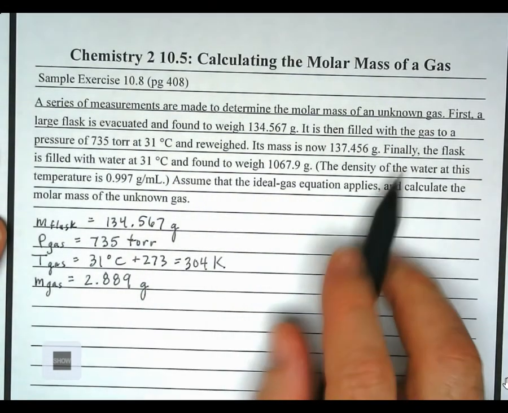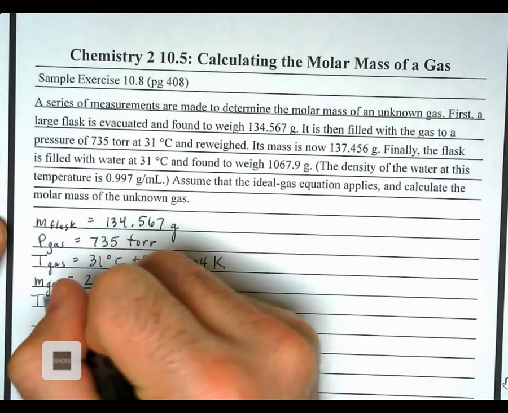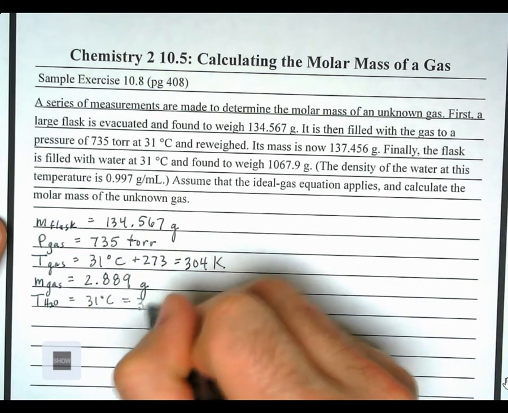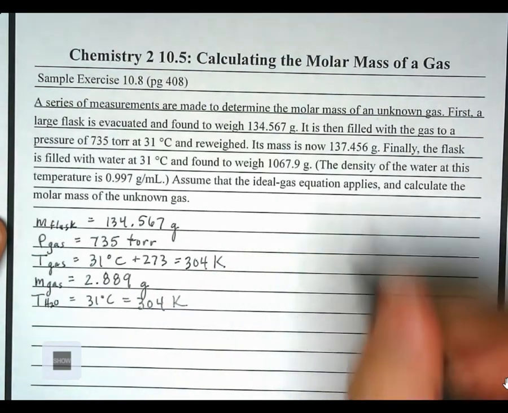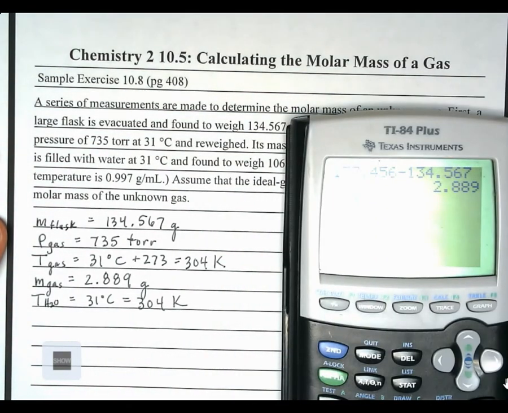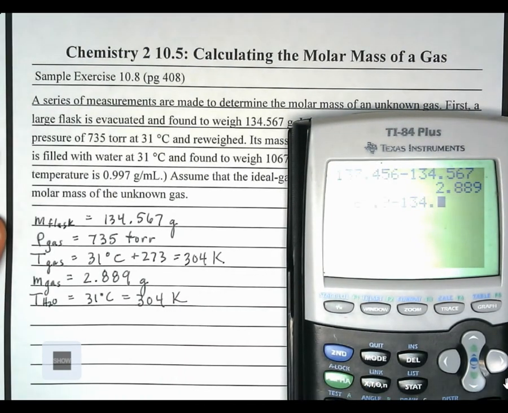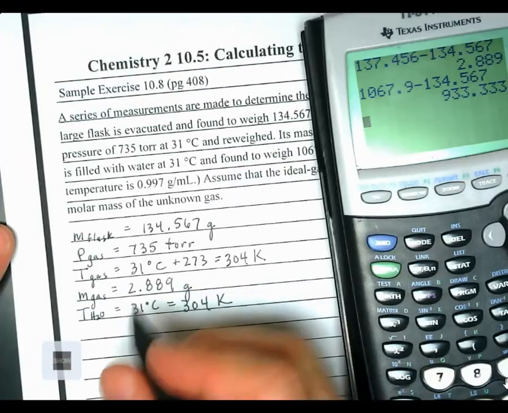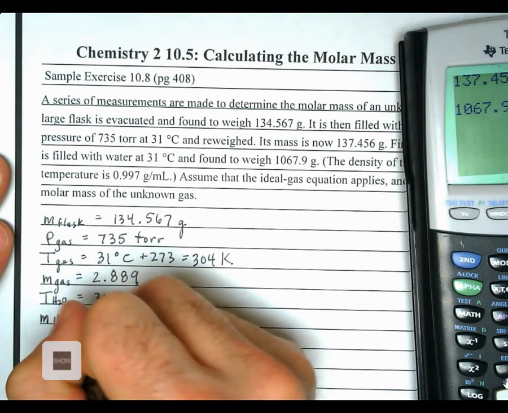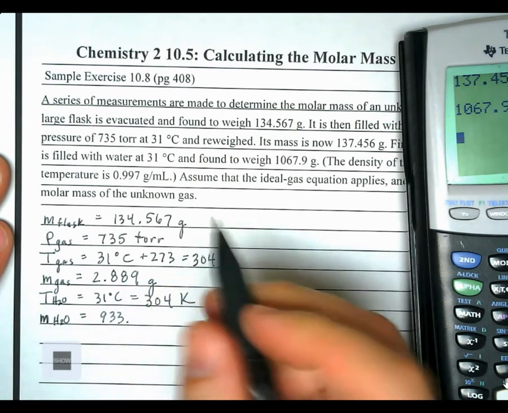All right. Finally, the flask is filled with water at 31 degrees Celsius. So temperature of the water, 31 degrees Celsius, which equals, we've already done that, 304 K. And it's found to weigh 1,067.9 grams. So we're going to do the same thing with that one. 1,067.9 minus the weight of the flask, 134.567. And we get the mass of water is 933.3 grams.